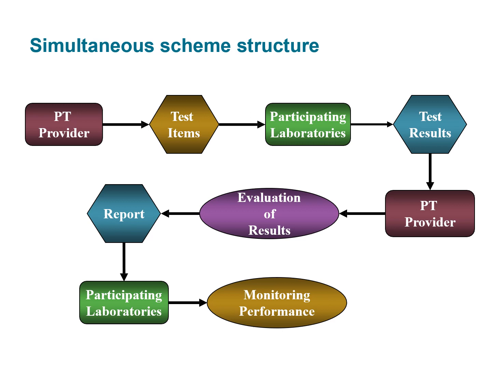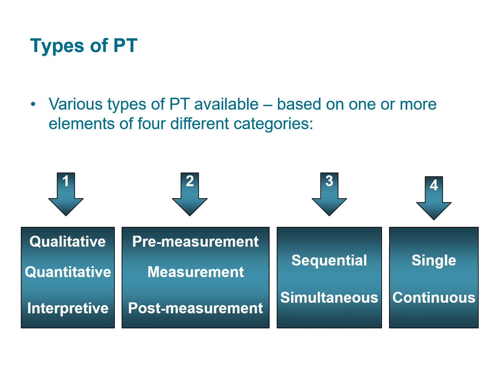Well class, as for the simultaneous scheme structure, the PT provider sends the test items to the laboratories, however many laboratories are participating, then the test results go to the PT provider, evaluation of the result, report, and monitoring of the performance. So this is the simultaneous, and the previous one was the sequential. So here class, the types of PT available are basically type 1, type 2, type 3, and type 4, which is single and continuous.